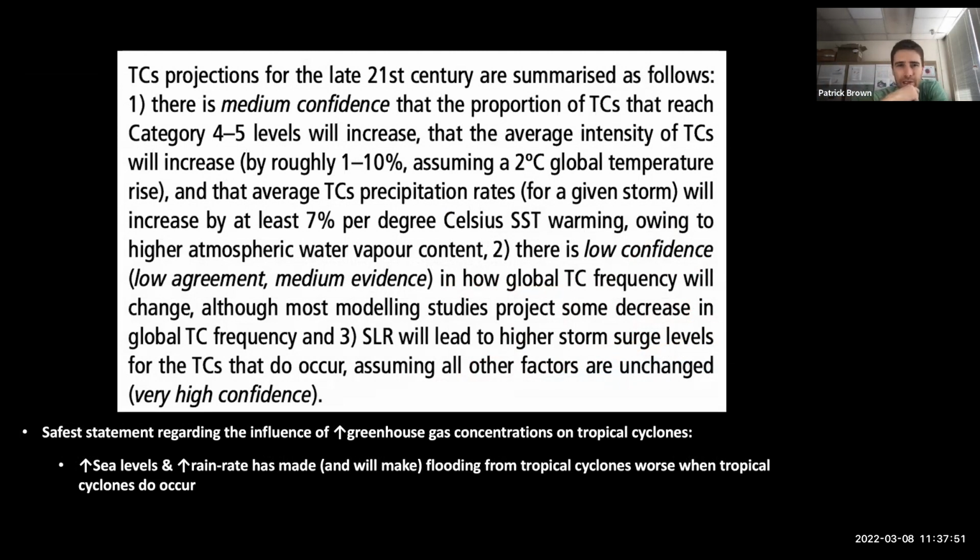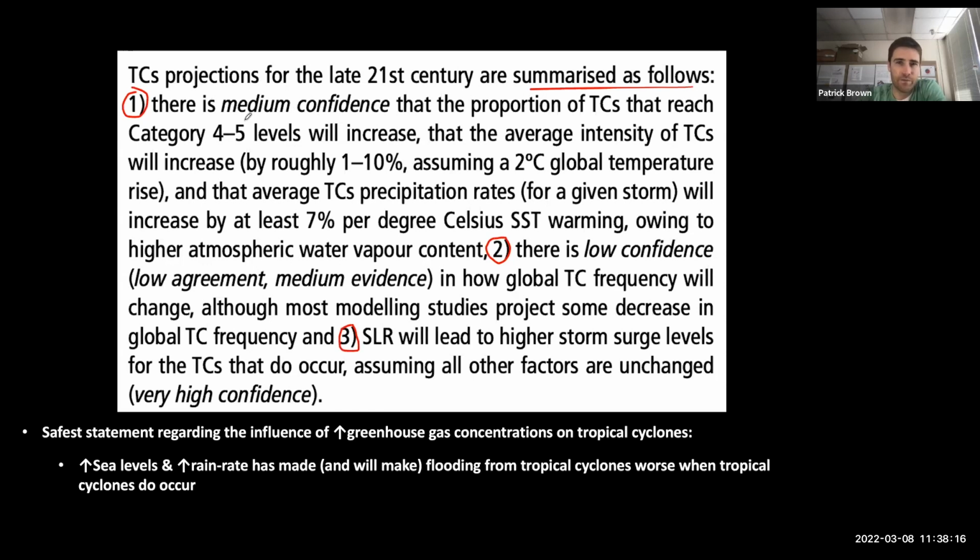So this is a paragraph kind of summarizing our best knowledge of how tropical cyclones should change under climate change from one of the recent IPCC reports. And they say it can be summarized as follows. There's basically 3 things. 1, 2, 3. So the first one, and they have these confidence levels.